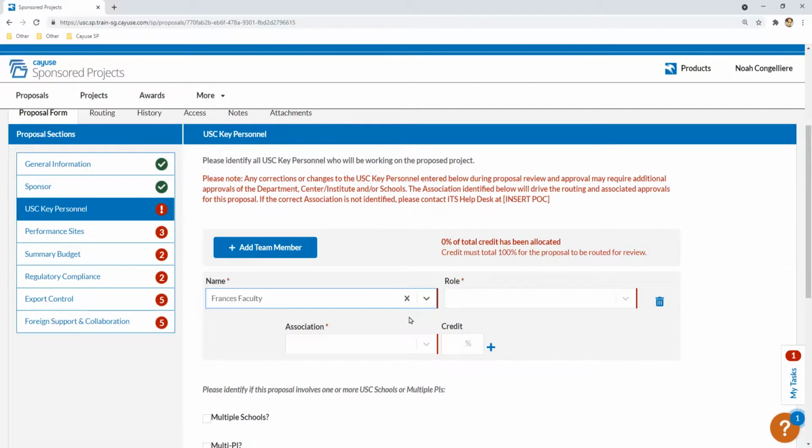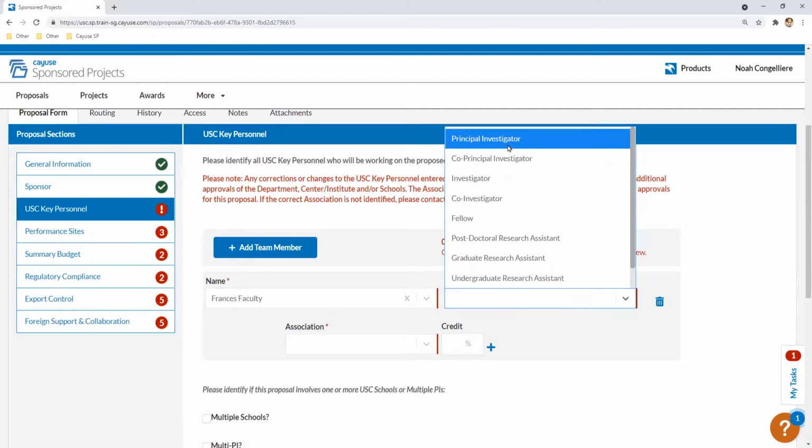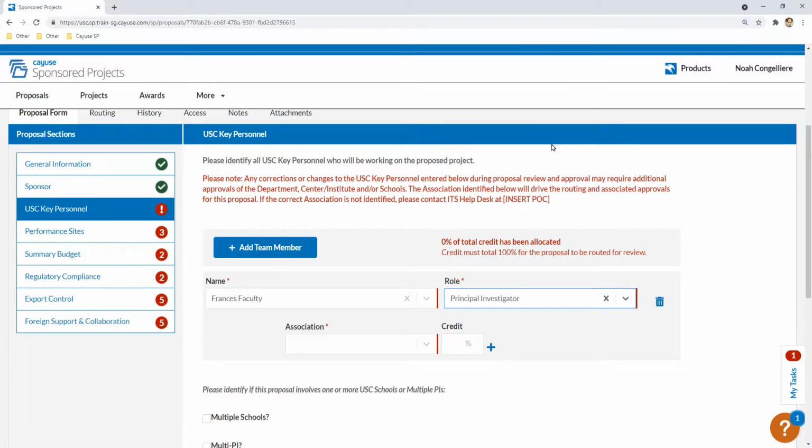I'm then going to select a role for Francis Faculty, and in this case, Francis Faculty is going to be our principal investigator. Now in the association dropdown, you'll see the association that is tied to this person, and you'll select it from the dropdown. So in instances where a PI maybe has a dual appointment, you would see all of the units to which that person is connected, and you would need to select the one that is appropriate for this proposal. So in my case, Francis Faculty is in the unit biology, so I'm going to go ahead and click that.